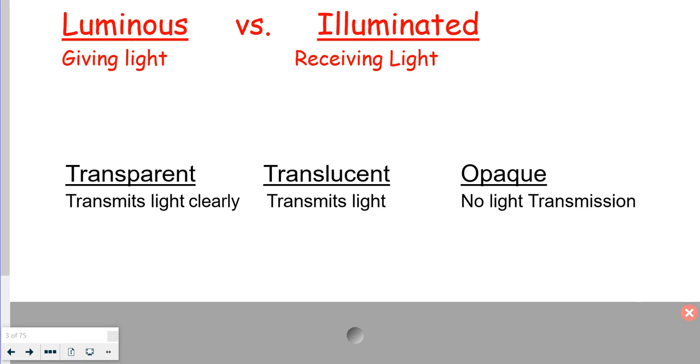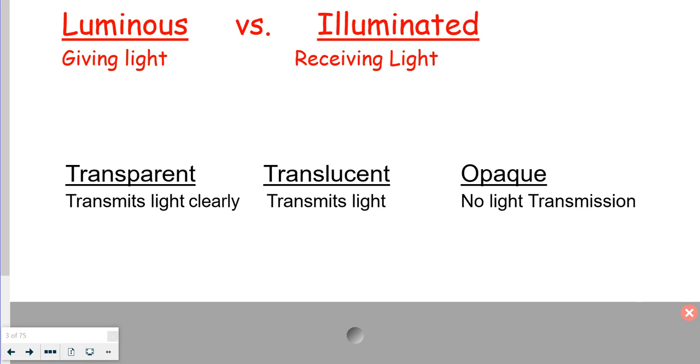Now, transparent, translucent, and opaque. When you can see through something clearly, like a window, it's transparent. When light can go through, but you can't see through it clearly, like a lampshade or a frosted window, that would be translucent. And something that light doesn't travel through at all is opaque.